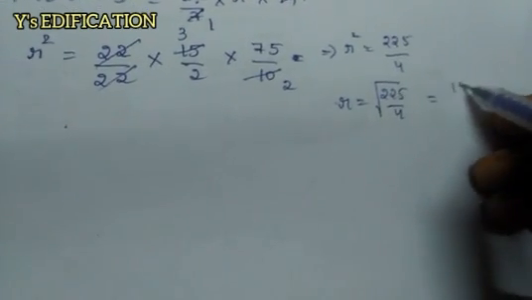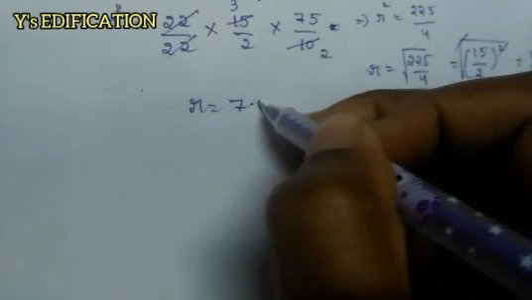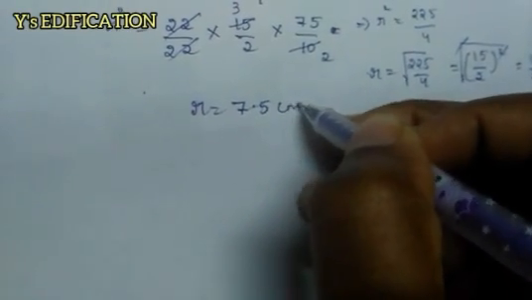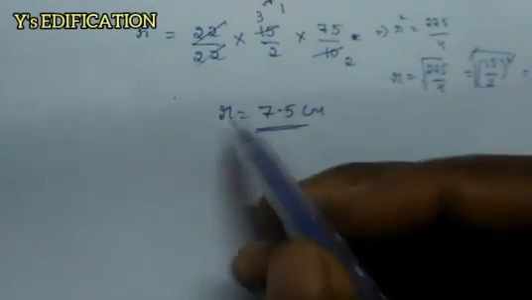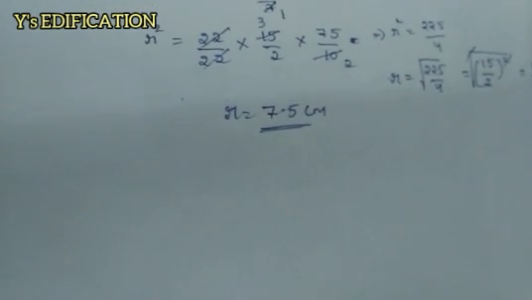I can write this as 15 by 2 whole square. Okay. Square and root got cancelled. So r is 15 by 2. 15 by 2 means r is equal to 7.5 centimeters. So we find the radius is 7.5 centimeters. Okay.